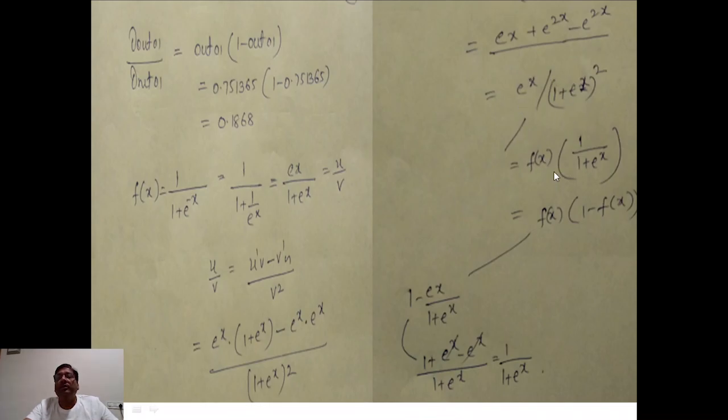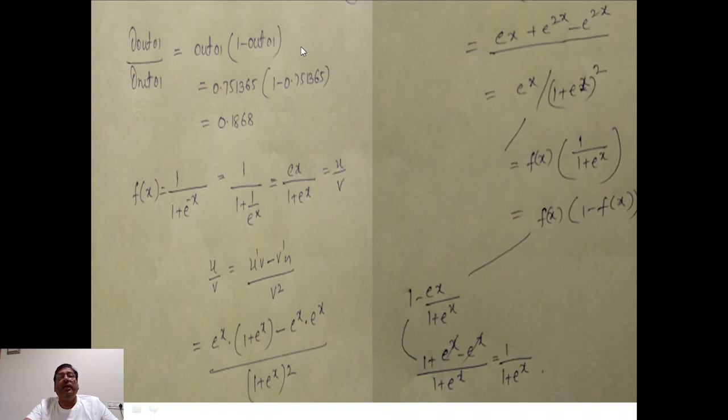Then from this, if I consider this as f(x), I can write it as f(x) into 1 upon 1 plus e to the power x. Now this I can write as f(x) into 1 minus f(x). Now 1 minus f(x) can be written in this fashion. If you replace the value of f(x) over here and cancel this, you are going to get 1 upon 1 plus e to the power x, which is nothing but this. So this I can write as 1 minus f(x), and the total thing that you get over here is f(x) into 1 minus f(x).